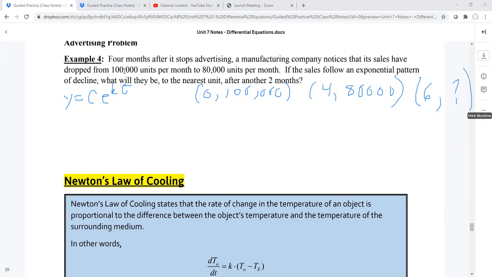So again, we're going to plug in this 0 first, because when you put that in for your exponent, C is just going to be that 100,000. So we get y equals, same way we did before, 100,000 e to the kt power. Then we can use this next number to plug in to get k. So we're going to stick 80,000 in for the y.